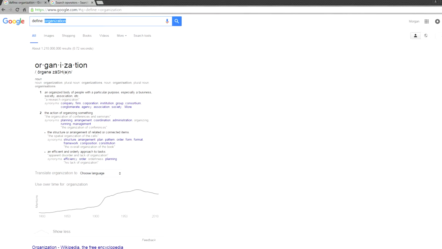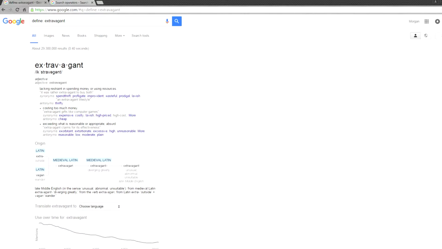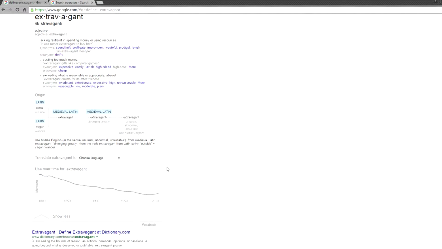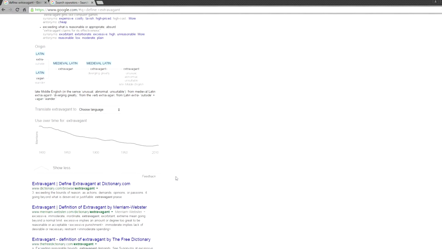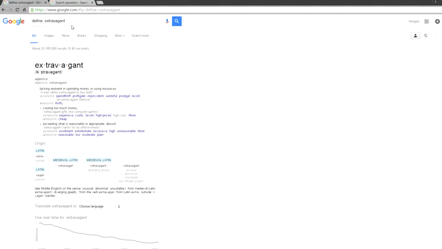And some words actually, like let's look at extravagant, it has such an extensive display, and it's really everything you could need for vocabulary. It even has origins, where the word came from, and this should pretty much be all you need for the most part. But if you need more, then Google also gives you some other websites to find out more information about that word below it.